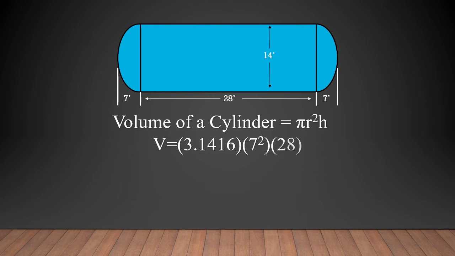And of course, pi, 3.1416. If you're using a calculator and you hit the pi button, it fills the screen up with numbers. The most important thing to remember is the more decimal places you have, the more accurate your number is going to be. And of course, 7 squared times 28. When you enter that into the calculator, it gives you 4,310.2651 cubic feet. And like I said before, you can keep going with the decimal places. It's really up to you how accurate you want to be.